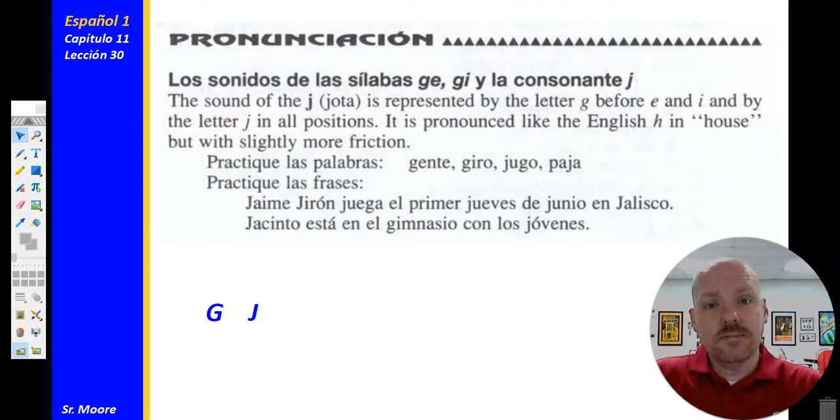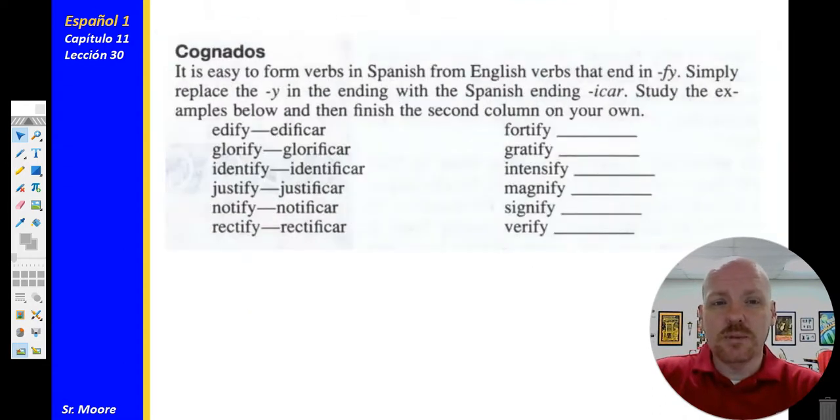Gente, giro, jugo, paja. Keep in mind those consonant sounds as we go through and as we continue to learn and make our pronunciation skills the best that we can.